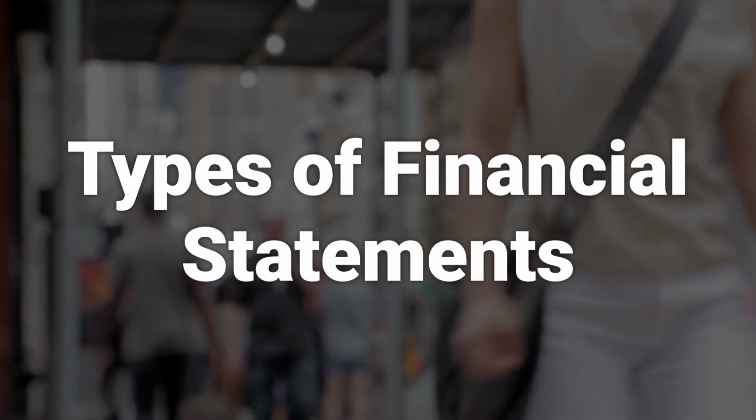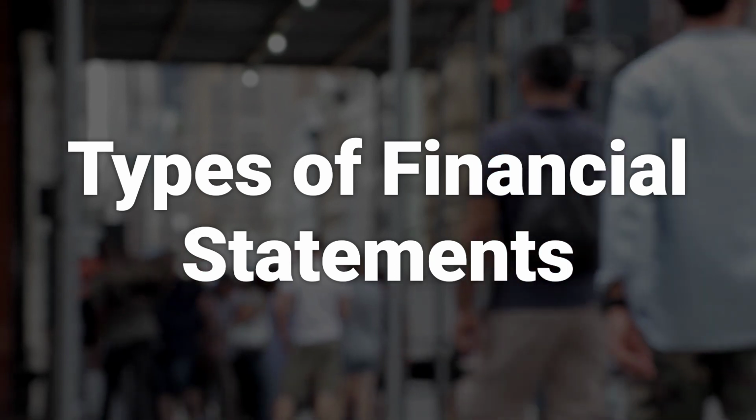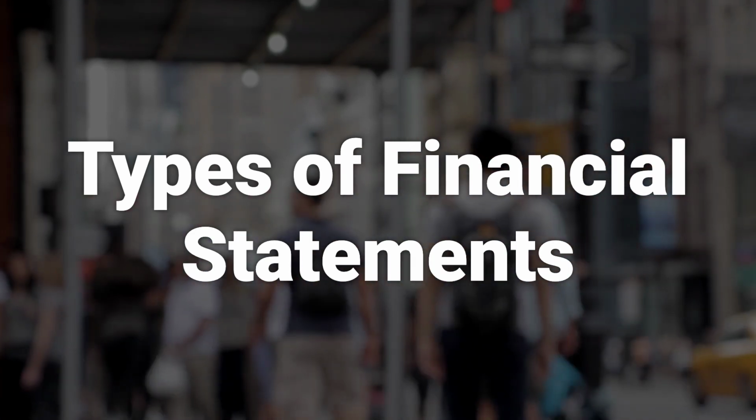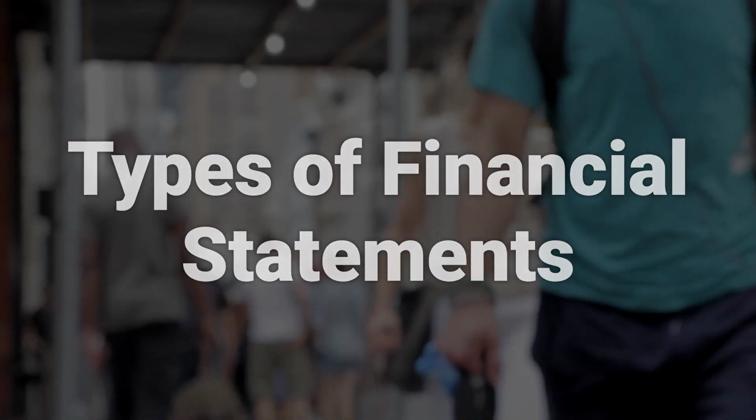Companies use the balance sheet, income statement, and cash flow statement to manage the operations of their business and to provide transparency to their stakeholders. All three statements are interconnected and create different views of a company's activities and performance.